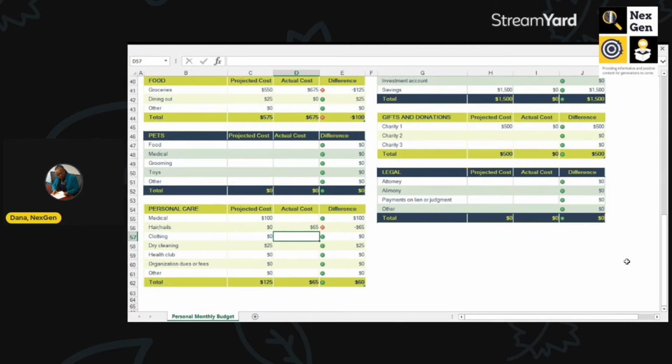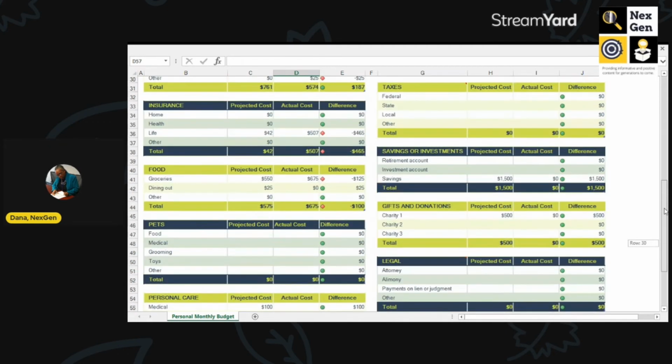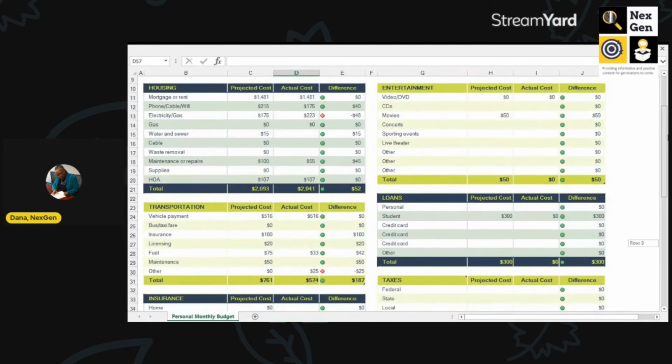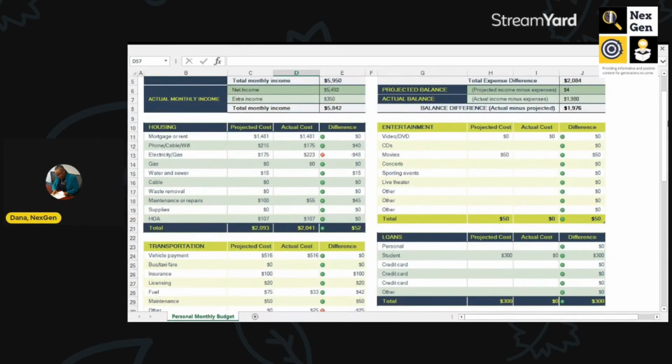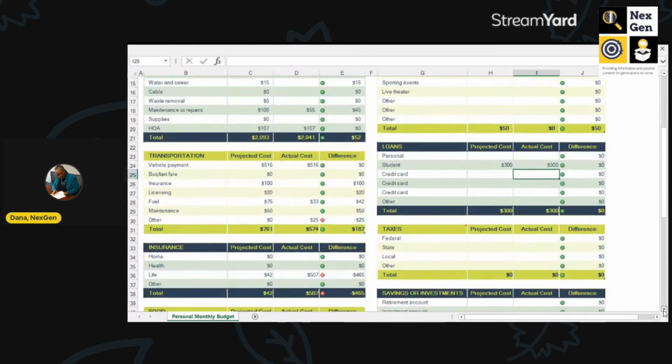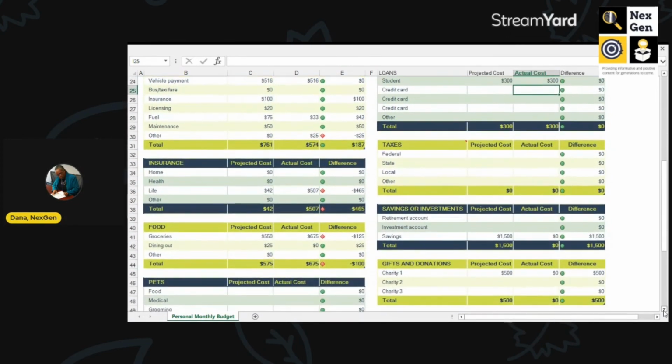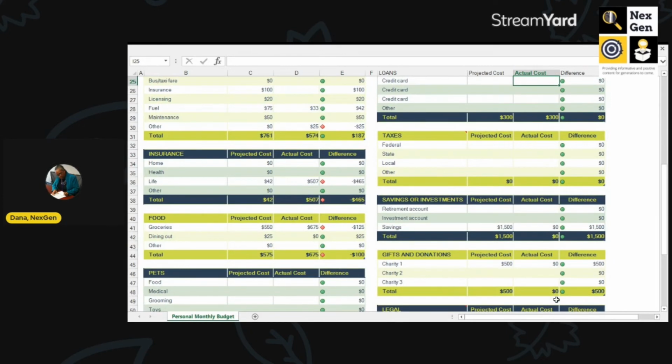So let's go back up to the top. She did not spend any money on entertainment this month. She did make a payment on her student loan. So go ahead and put that in there. I think she did do a charity and she paid $25.